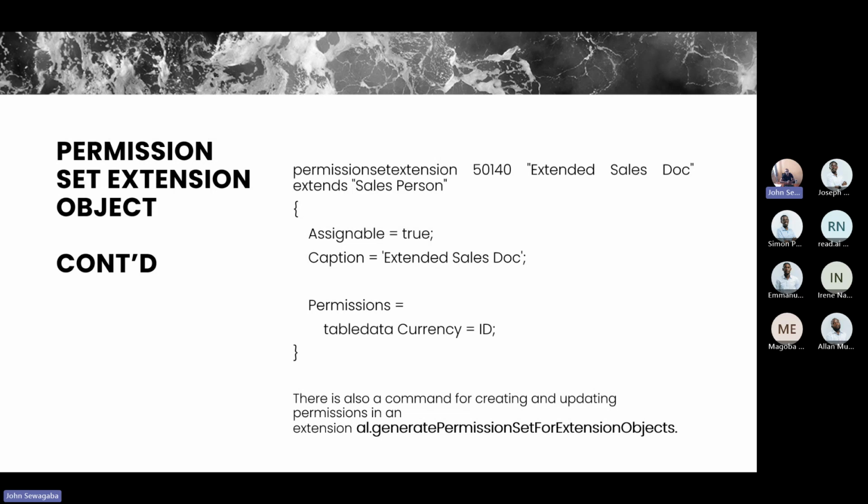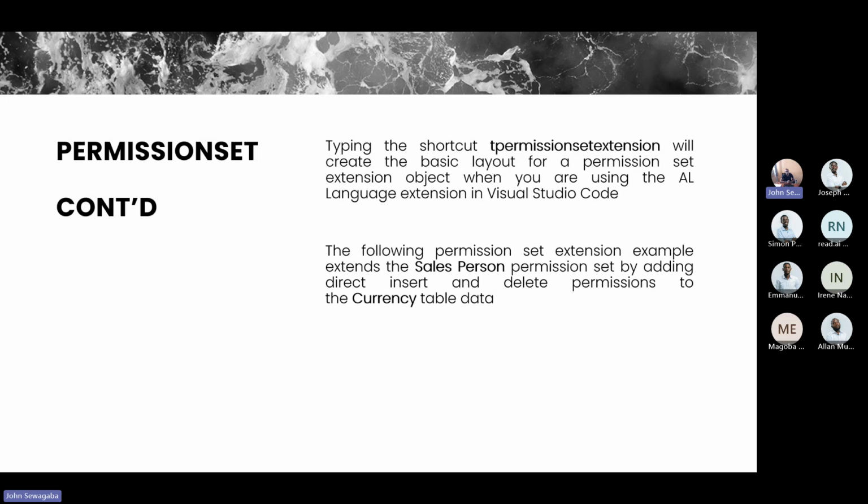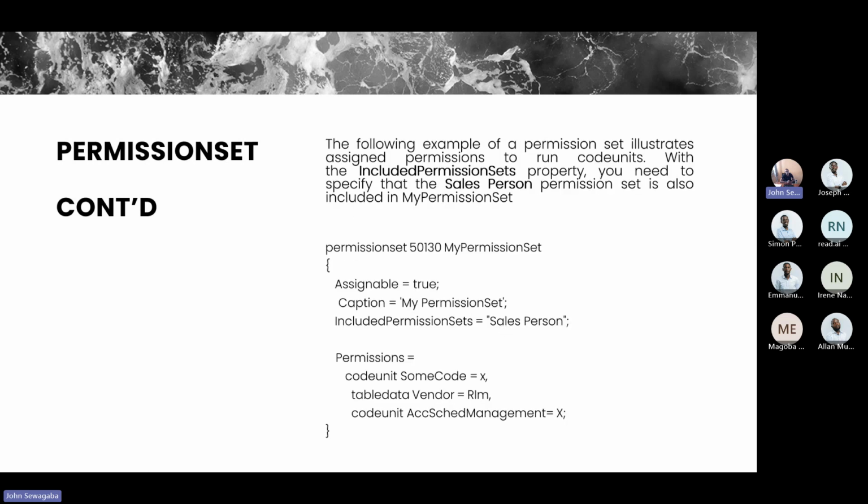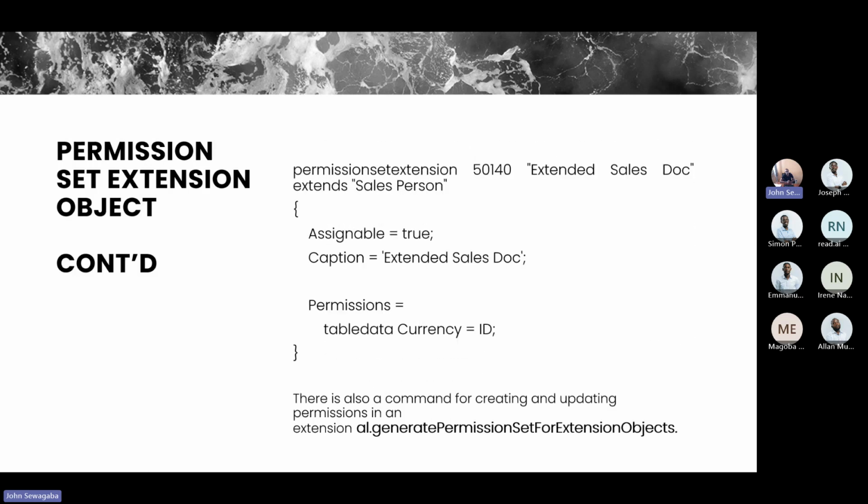Notice in the previous, if I'm to take you back, remember in our salesperson, for the current table, it was just a read and modify. Then we need to add more permissions to this particular one. If I go now in my extension, you'll notice it has extended the permission set, and particularly for the same table currency, we are adding an insert and a delete. That is the idea. Okay.